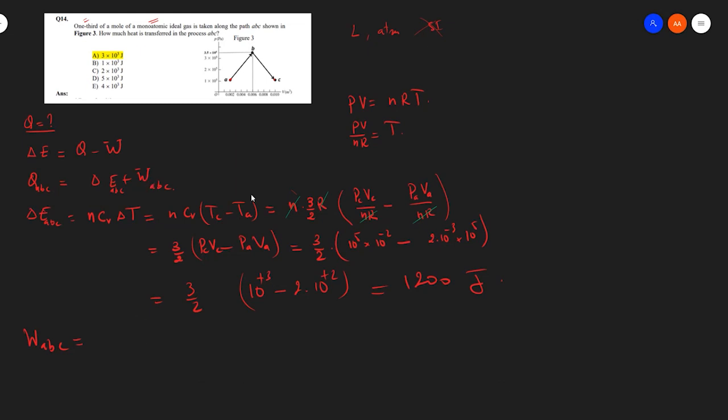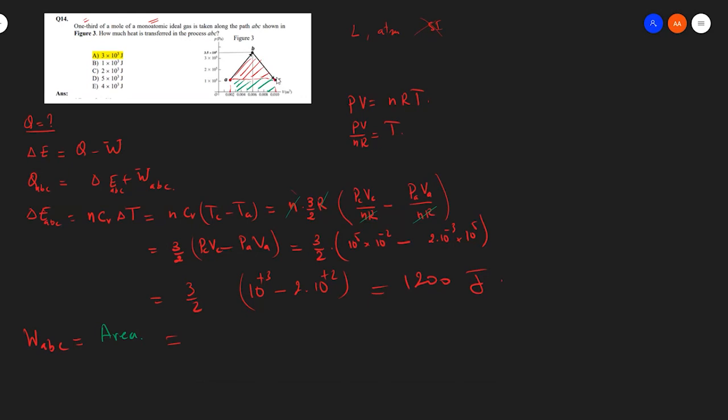Since we are moving and the volume is increasing, it is the area under the curve. If the volume is decreasing, if we are moving this way, be careful. You need to take minus the area. So the area is either plus or minus, depending on whether it is an expansion or a compression. You need to take the whole area, not just until here. So you need to add also this one.